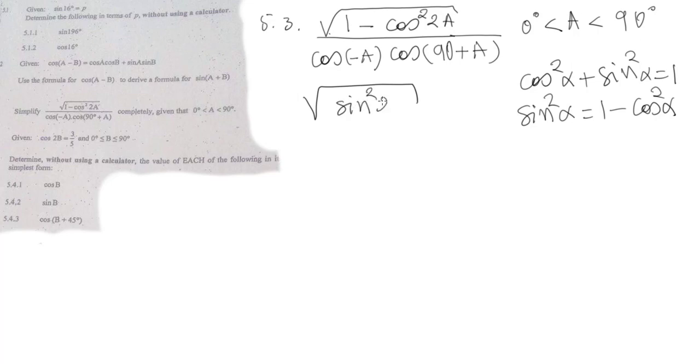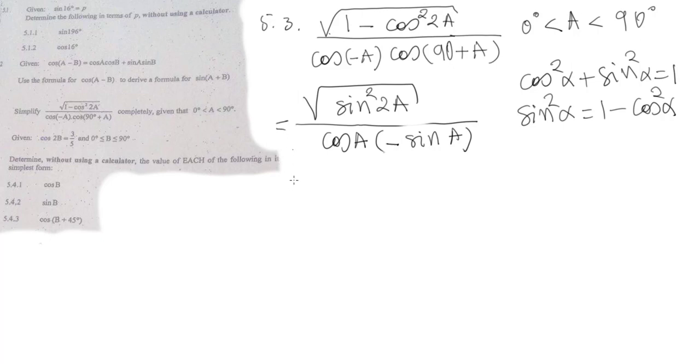So now, our alpha is 2A, so we'll have sin squared 2A all over, okay? Cos of negative will be positive, because it's an even function. Now cos 90 plus A, this is the second quadrant. In the second quadrant, cos will be negative, so we have a minus. Oh no, we change the sign: cos changes to sin, so we have a minus sin A, because it's 90 plus A, and because of the 90, we change cos to sin.